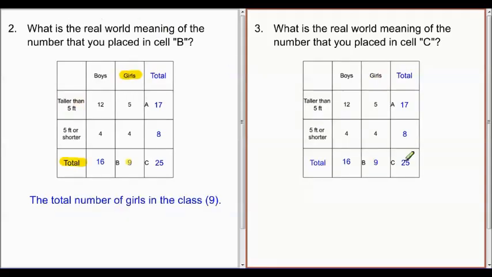And what about C? What about this number that we placed here in cell C? Let's see, total and total. Again, let's not overcomplicate this. This is the total number of students in the class, 25. Some people said it's the total amount of boys and girls and the total amount of people taller than 5 foot and 5 foot or shorter. I mean, that's a lot of words to say something as simple as the total number of students in the class.